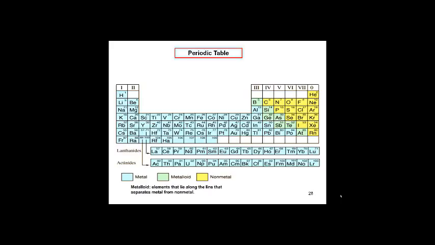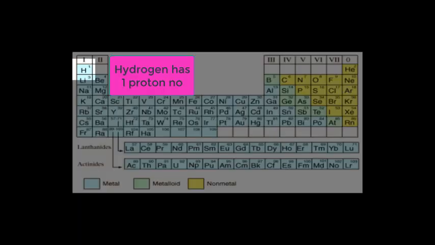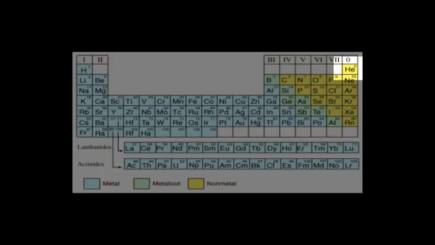So, in the periodic table, all the elements in this universe are arranged according to increasing number of protons. Hydrogen has one proton number. It is placed at the top left corner of the periodic table, followed by helium with 2 proton number, lithium 3 proton number, beryllium 4 proton number, boron 5 proton number, carbon 6 proton number, and so on.